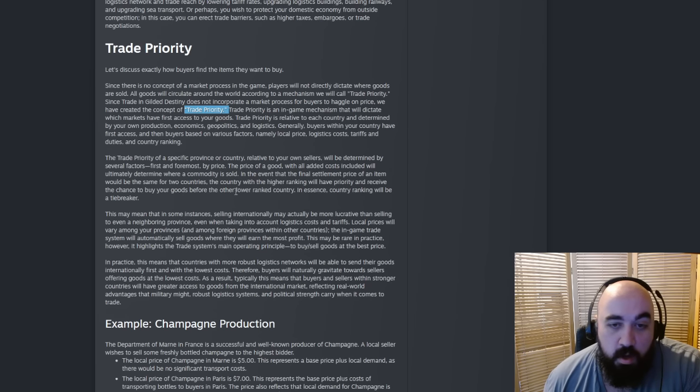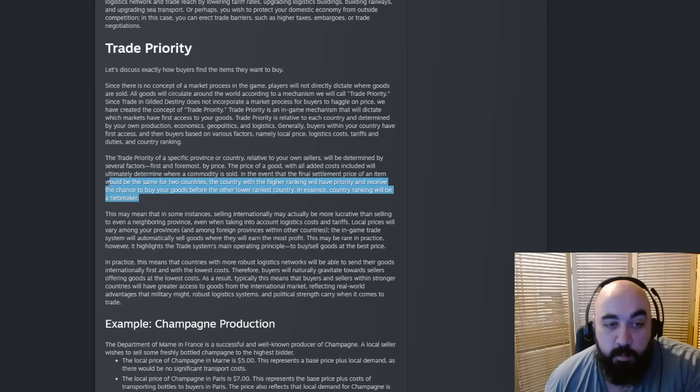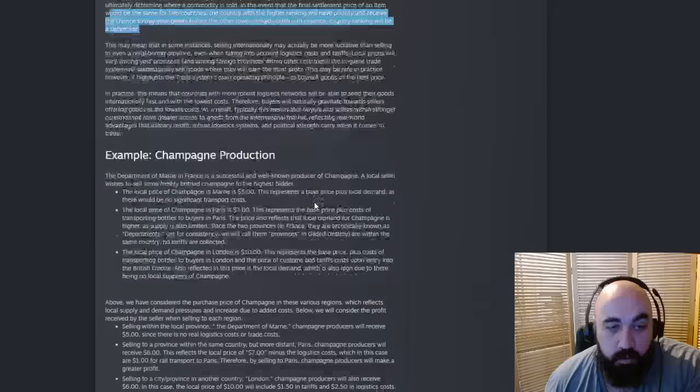The price of a good with all the added costs included, I assume this is the tariff and transport, will ultimately determine where the commodity is sold. In the event that a final settlement price of an item would be the same for two countries, then the country with a higher ranking will have priority and will receive a chance to buy your goods before the other ranked country. In essence, country ranking will be a tiebreaker, so I assume getting a high country ranking, if it's possible, through geopolitics will be important.